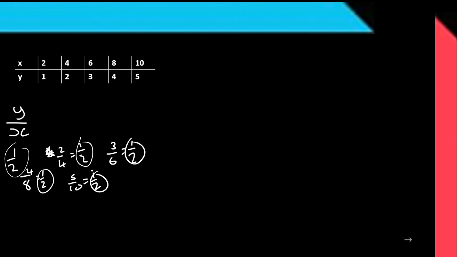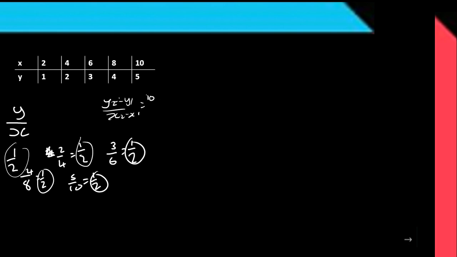Okay? Another way you can think about it is, if I ask you to work out the slope using this, so remember the slope formula is y2 minus y1 over x2 minus x1, you would still get the same answer. So if I picked any two of these, I could do the first and the last.